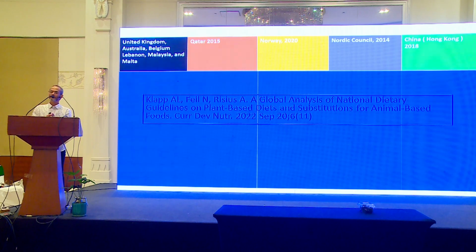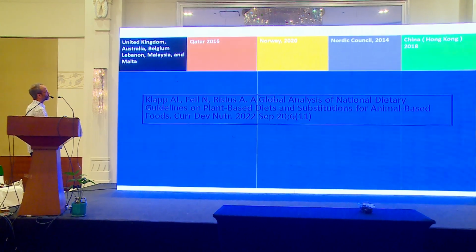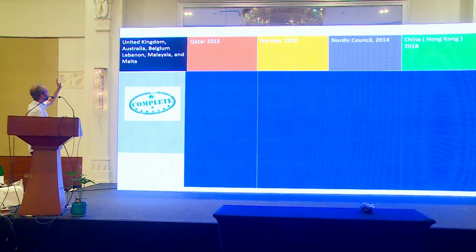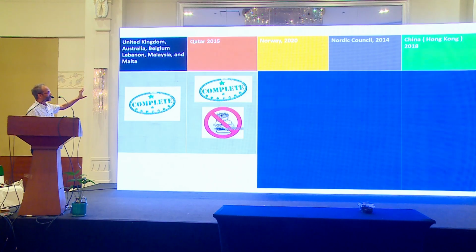Well, are these recommendations confined to the European guidelines and the American Heart guidelines? Let's open this up. This was published in 2022. Look at the guidelines which have come from various countries. United Kingdom, Australia, Belgium said it's a complete food, that is, the whole food plant-based diet is a complete food. Qatar says it's a complete food. A country like Qatar was able to say that in 2015. Now we are 10 years from that.